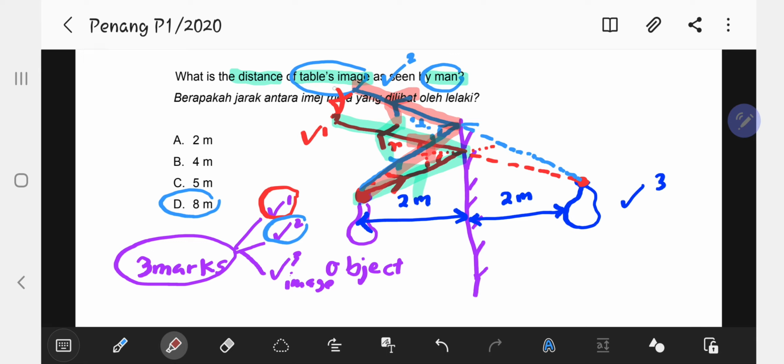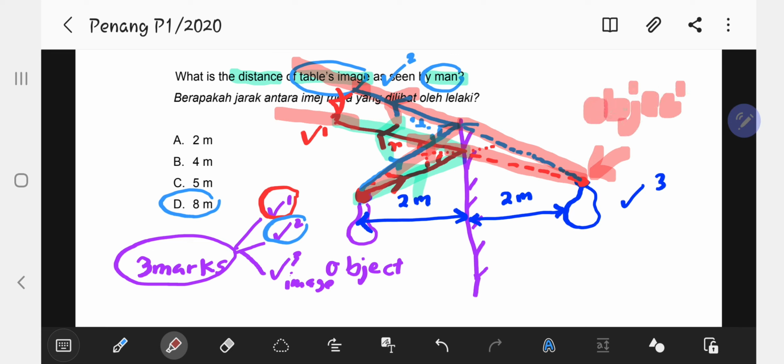Okay, so if you lengthen these two, it will not intersect. So it means that the image will be nowhere in front of the mirror. So you lengthen behind the mirror. You see, we lengthen it. But we lengthen it using a dotted line because this is not the real light. As if it were. Okay, so lengthen this. You see it intersects here. So it means that this is the position of the image.